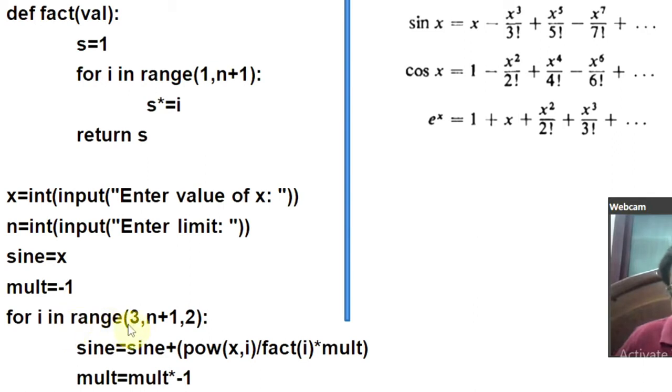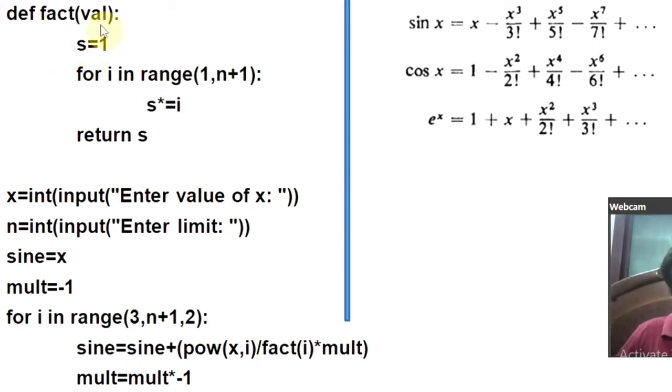The value of I in the first round is 3. Now see, the result of the expression on the right hand side is assigned to the variable on the left. Sine is x, right? Plus, as we learned in lecture 2, power: x to the power I, which is 3. So x to the power 3 is computed, divided by fact. You are invoking the fact function, sending I as the argument. The value of I is 3, so that 3 will be assigned to the parameter. Now here you have to compute 1 into 2 into 3 to compute the factorial of 3.